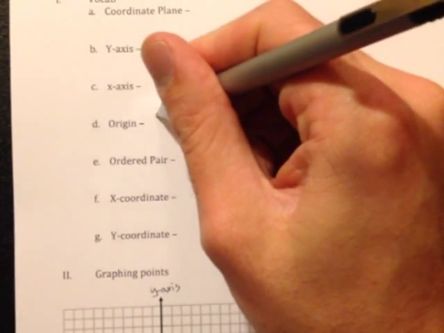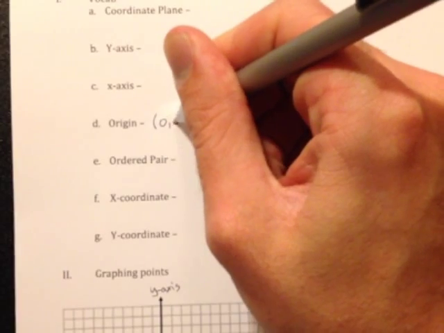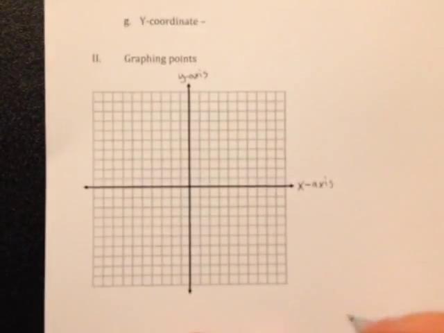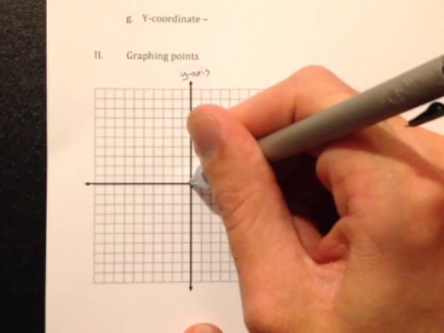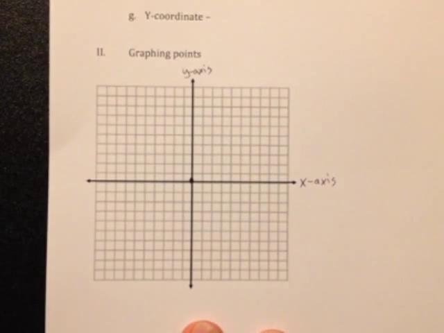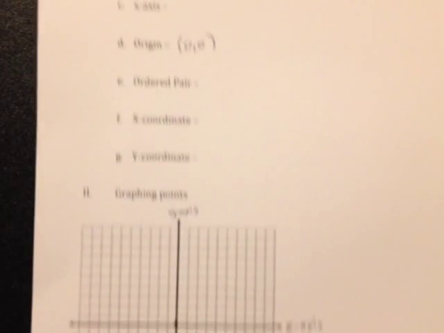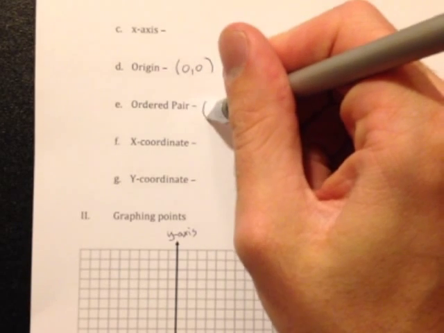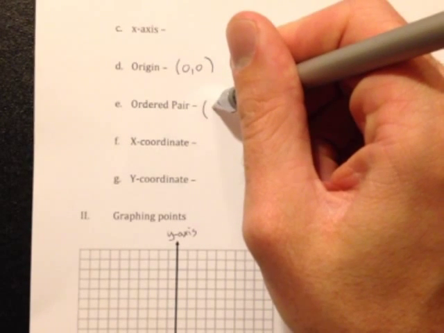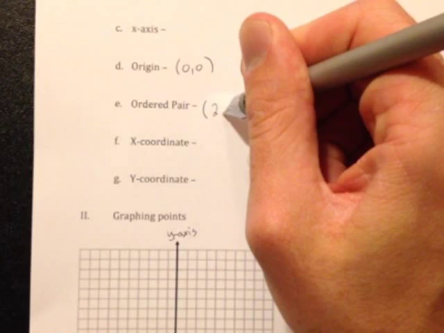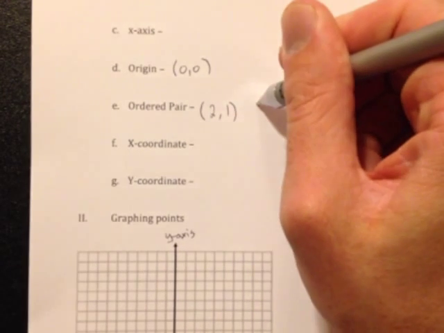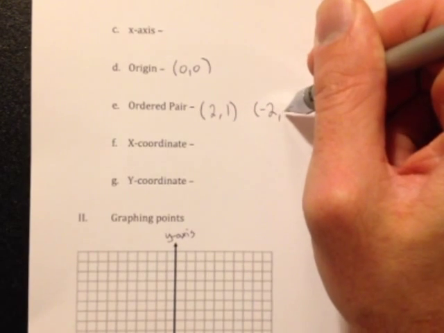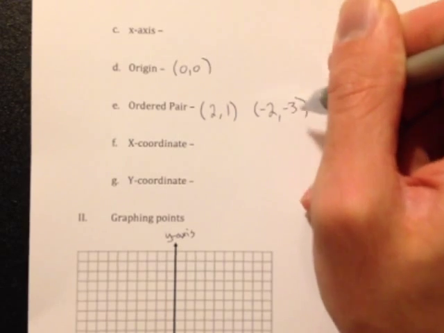The origin is the point 0, 0. It is the point that is right in the middle. It's where the x and the y-axis meet. Okay, an ordered pair is 2 numbers put in parentheses with a comma in the middle. Values could be positive, negative, fractions, decimals, whatever.